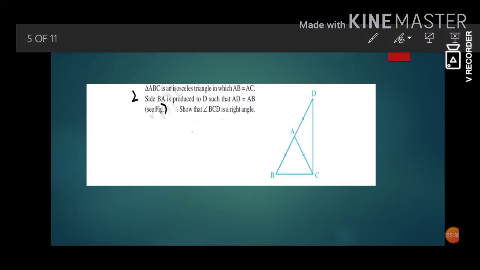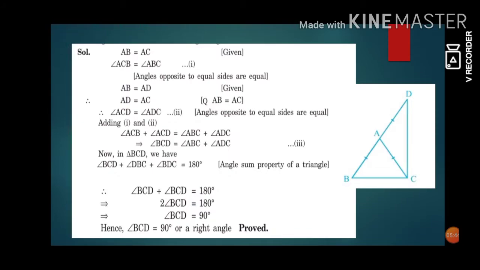We have to show that the angle at C for triangle BDC is 90 degrees. That means we have to show that this angle at C is 90. So let us move with our proof. Here AB is equal to AC.